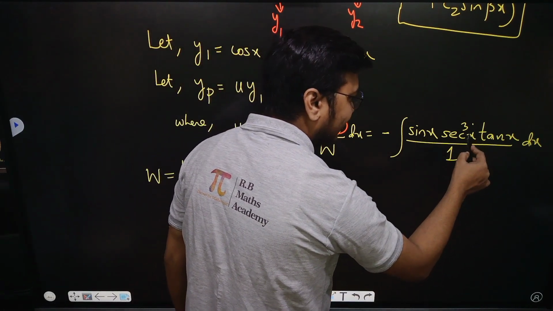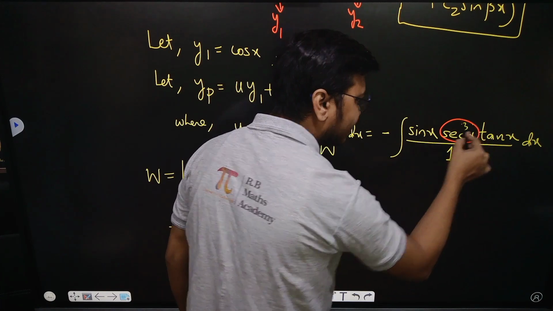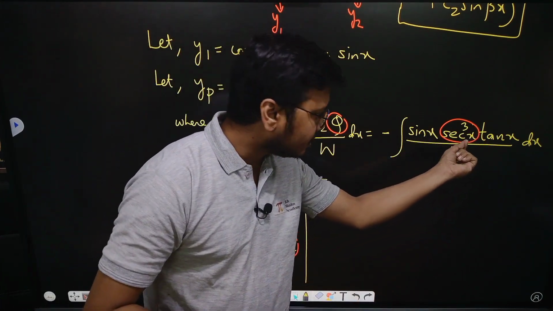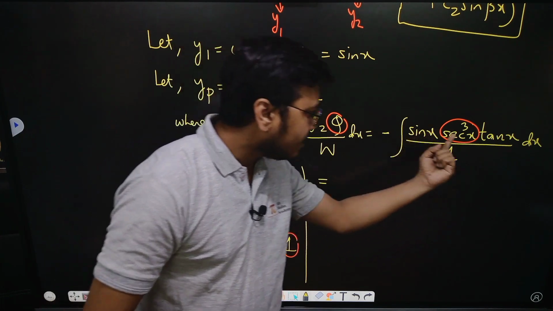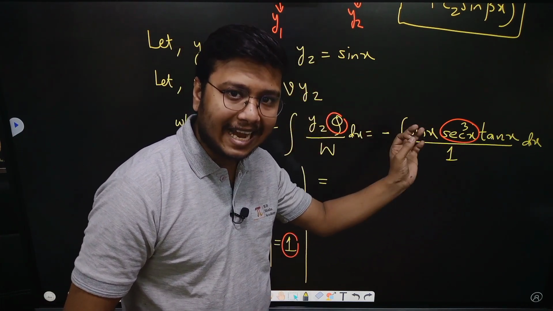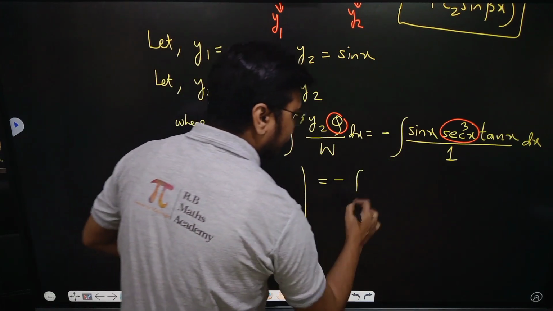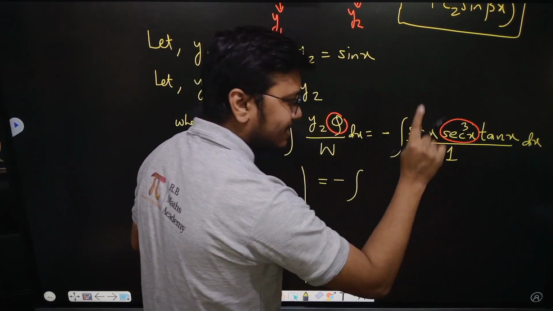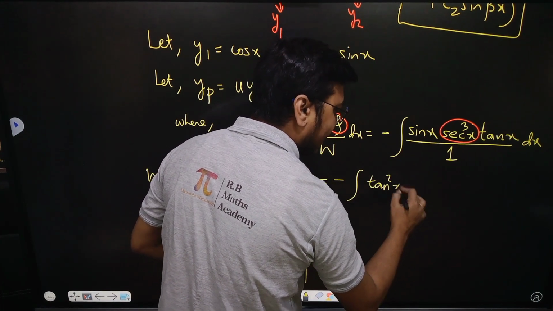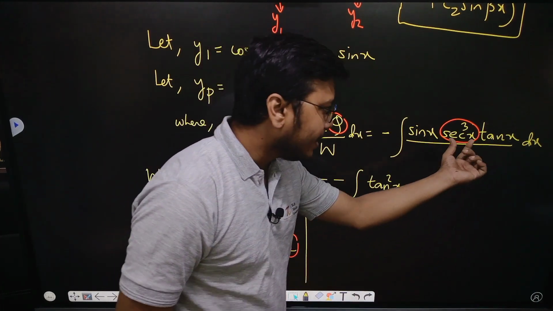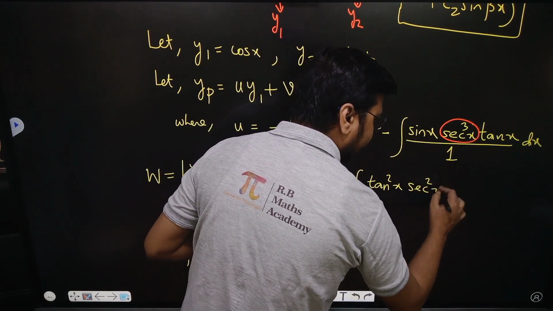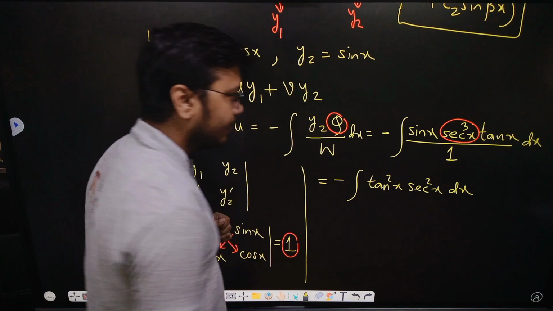I'll take 1 sec x from the sec cube. I have 3 sec x over here, 3 sec x multiplied. So I'll just take 1 sec x, and 1 of the sec x multiplied with the sin x, that will become a tan x, right? So sin x into 1 sec x, that's becoming tan x. So I'm having tan square because I already had a tan x from before, and remaining are 2 sec x. So basically sec square x dx, right?